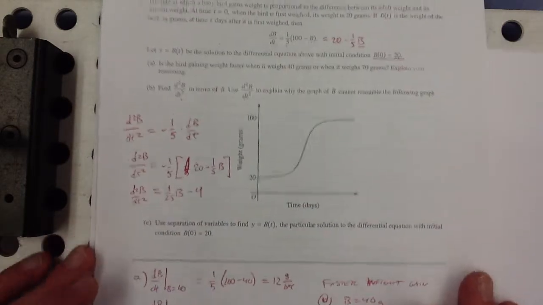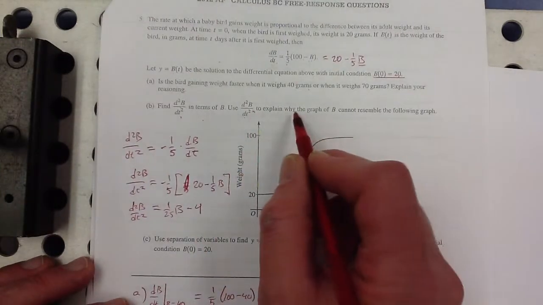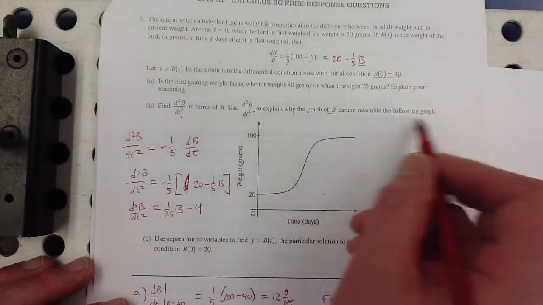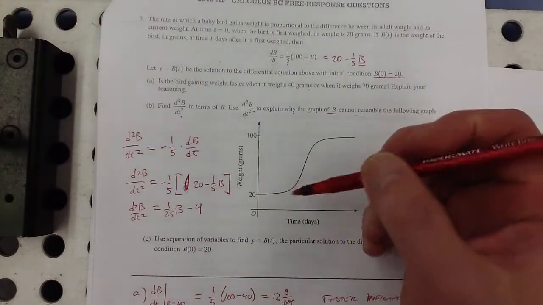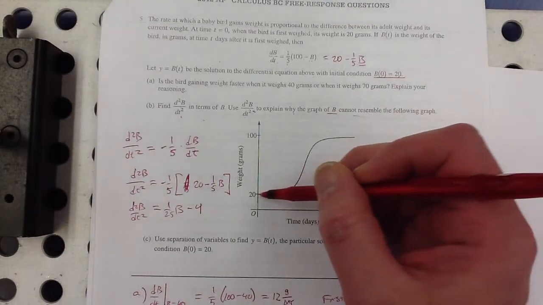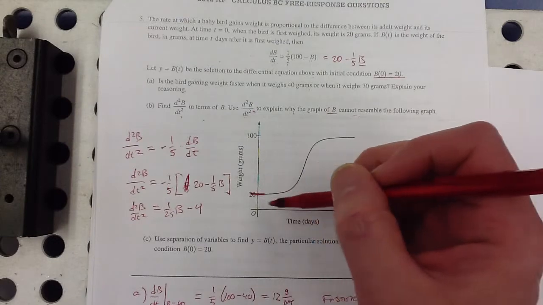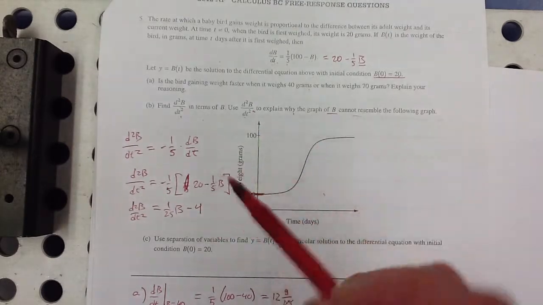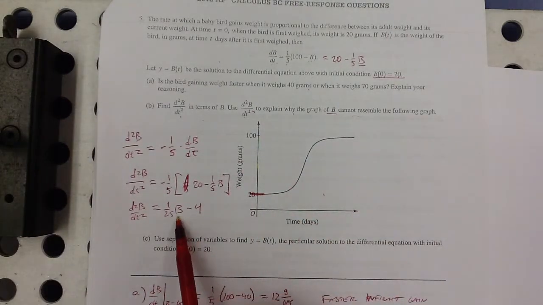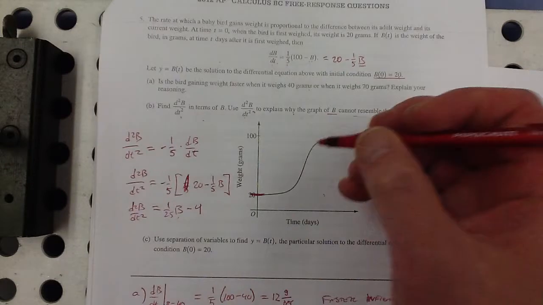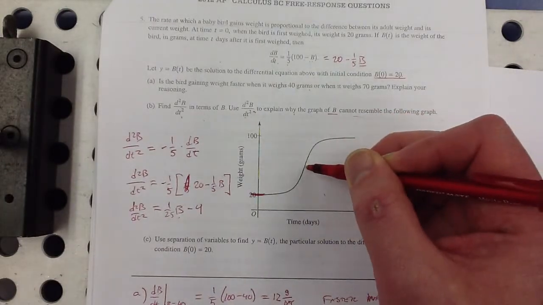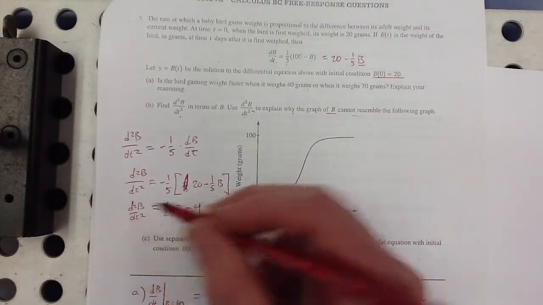Right? And they want us to use this to explain why the graph of B cannot resemble the following graph. Well, let's see. This graph looks like it's flat at the beginning. So when you plug in 0 into this, we should have a slope, sorry. Let's look at it this way. This is the second derivative.